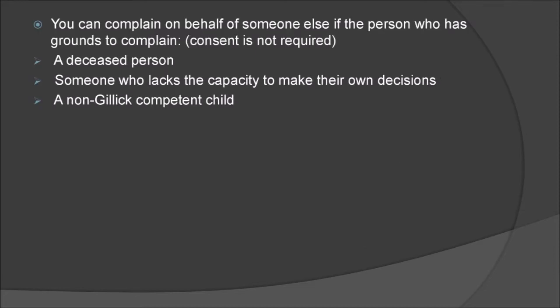You can complain on behalf of someone else, so consent is not required in the following cases: if this person died, or someone who lacks the capacity to make their own decision and he is the next of kin for him, a non-competent child. Okay, in these cases you can complain on their behalf.